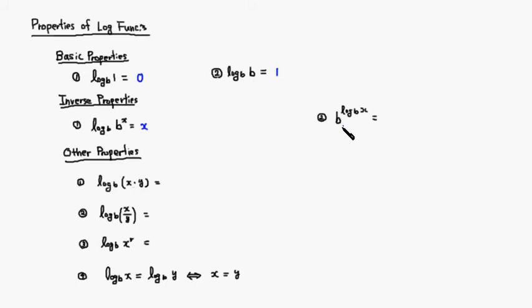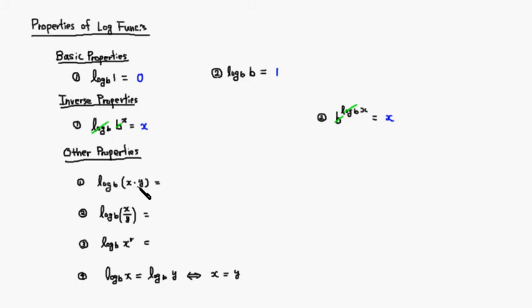Same deal. Only difference is this one, take x and apply log function first, then apply exponential function. But again, these guys cancel out each other, so you're going to get x. So it's like canceling out. We can cancel log to the base b and exponential function, and cancel b and log function to get x.